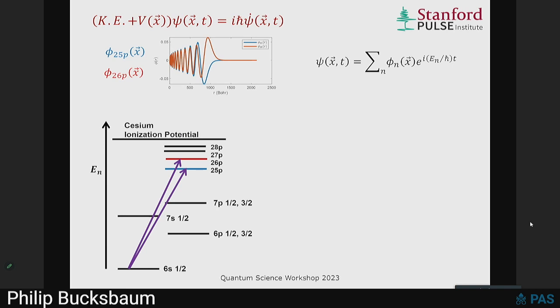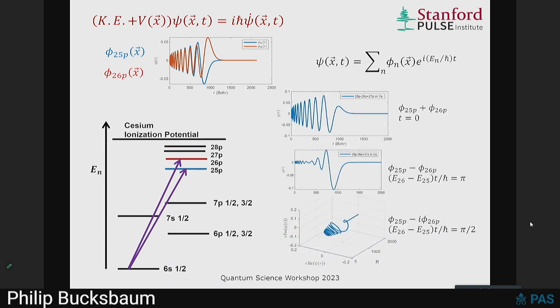So here's a simple example of a cesium atom with some Rydberg states and a couple of radial wave functions that are the stationary states for the cesium atom. By themselves, they don't seem to evolve in time except for a global phase, which is slightly different for the two. And as a result, if you can somehow excite both of them at the same time in a superposition, there will be charge evolution in the atom.